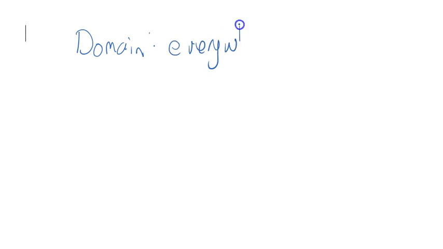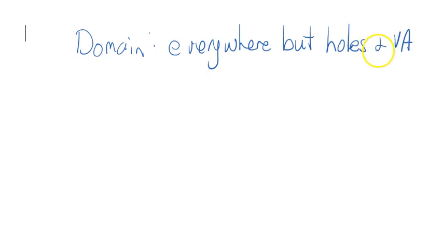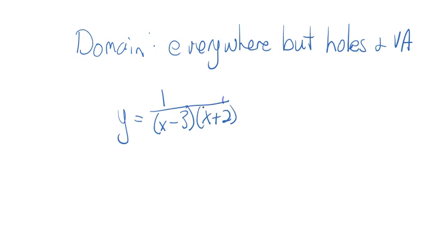Okay, the last thing that I want to mention is about domain. Your domain is going to be everywhere but your holes and your vertical asymptotes. Because your holes and your vertical asymptotes aren't actually points on the graph, so your domain will have every x value but those. So for example, if I had y equals 1 over x minus 3 and x plus 2, I would have vertical asymptotes at 3 and -2. So my domain would be all real numbers not equal to 3 and -2.